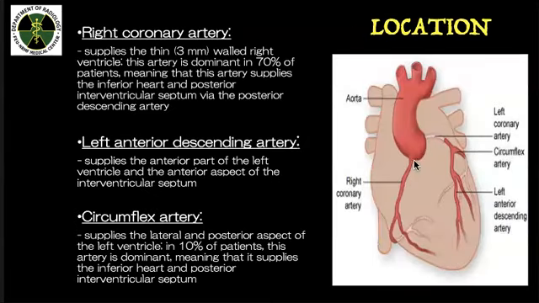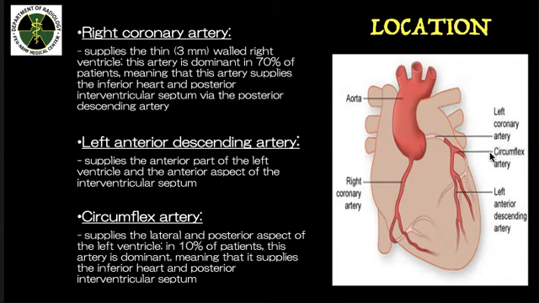So your right coronary artery in here, so that's the area of your aorta, and then your right coronary artery in here. It supplies the thin-walled right ventricle. This artery is dominant in 70% of patients, meaning that this artery supplies the inferior heart and posterior interventricular septum via the posterior descending artery. Okay, so from the right coronary artery, it will divide to your posterior descending artery. So it will supply the posterior interventricular septum.